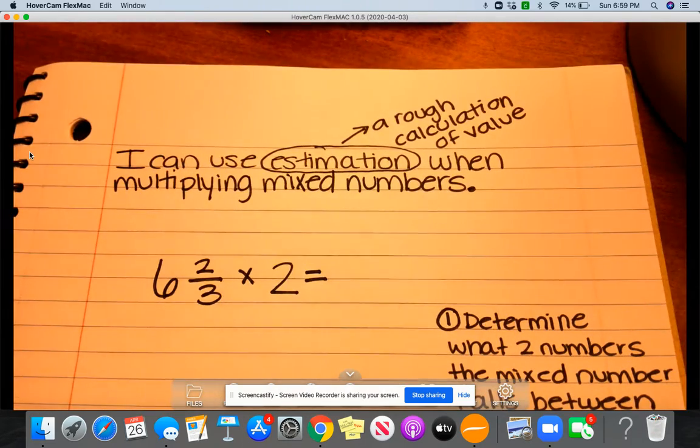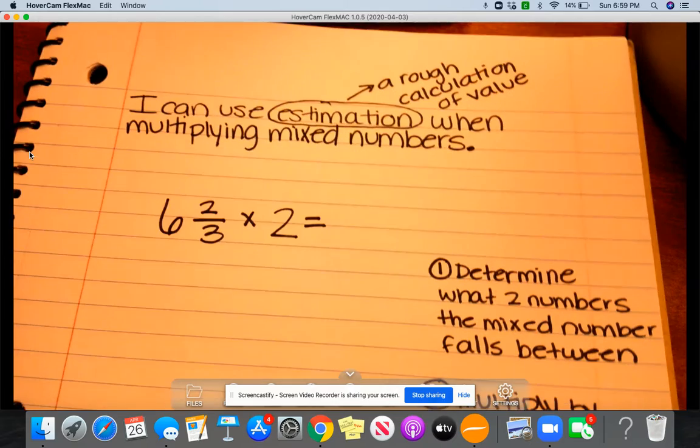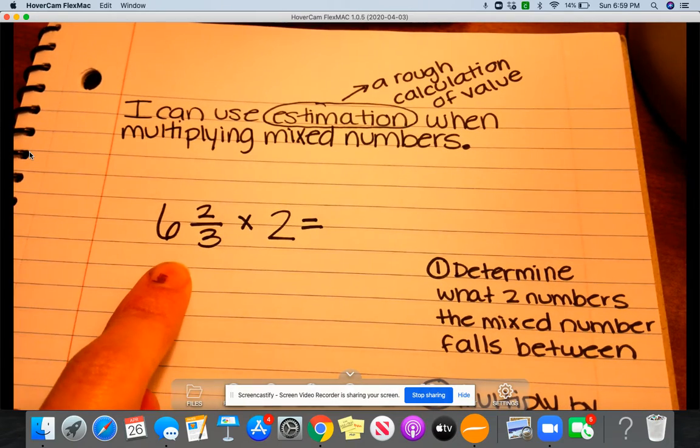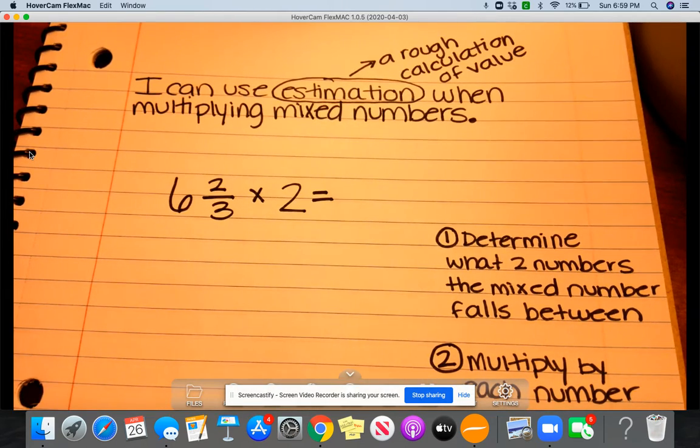So thinking about estimation, what estimation means, it's a rough calculation of the value. It's a rough calculation of the answer. So it's finding the answer without solving it the normal way. We've seen problems like this. You are able to solve problems like this. But today we're focusing on estimating. So here are the steps that we're going to follow on the side.